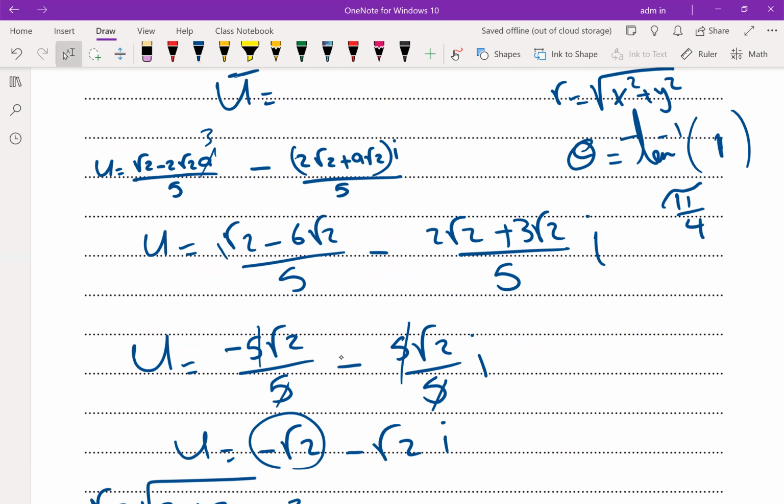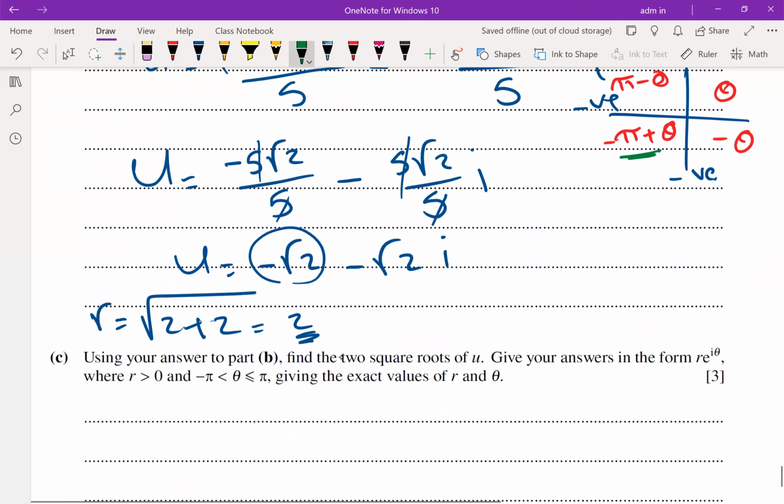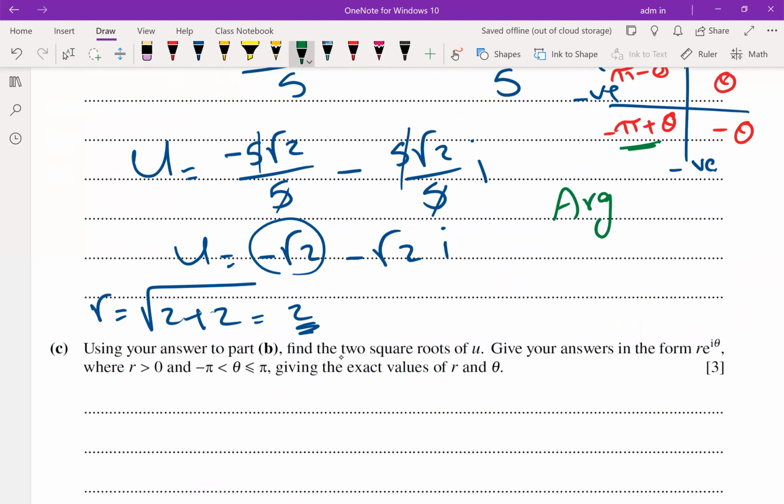But for this complex number x is negative and y is negative, so it will be in the third quadrant. So to get your argument between negative pi and pi, don't forget all these cases: theta, minus theta, pi minus theta, and negative pi plus theta. Because this complex number is in the third quadrant, it will be negative pi plus theta, so the argument of this complex number is negative pi plus the principal angle, which is pi over 4.